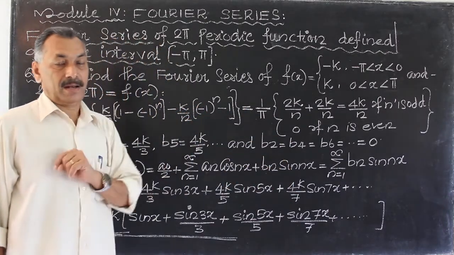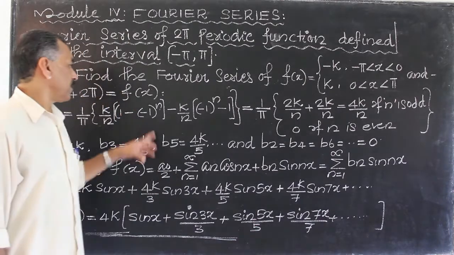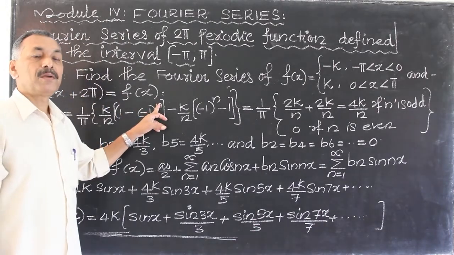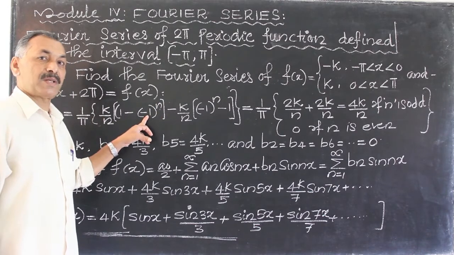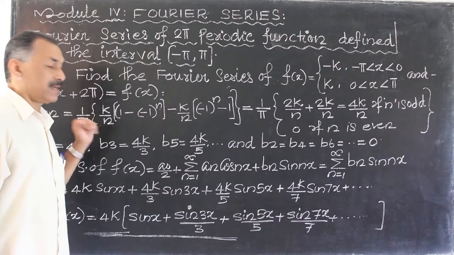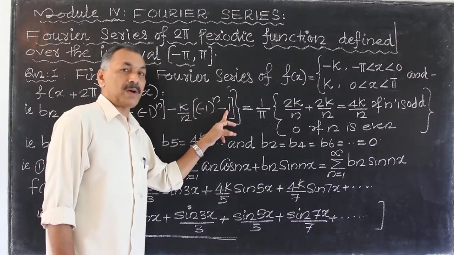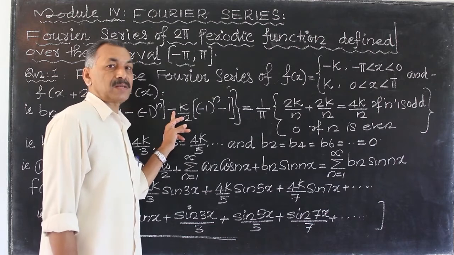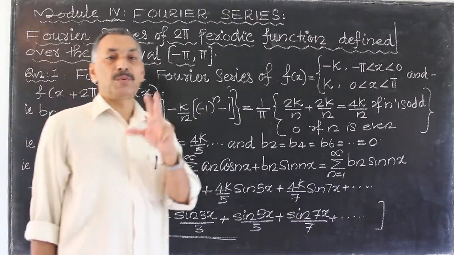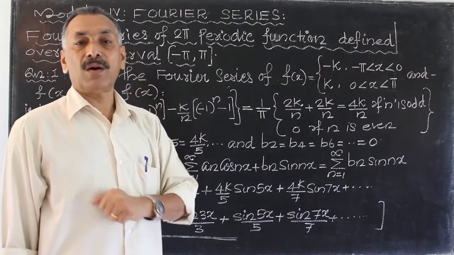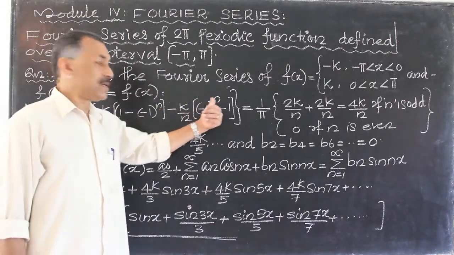How? When n is odd, next n is equal to 3. If n is equal to 3, what is minus 1 cube? Minus 1 cube is equal to minus 1. Minus of minus 1 plus 1, 1 plus 1, 2, so 2k by n. Similarly, minus 1 cube, minus 1, minus 1, minus 2. Minus into this minus gives plus 2k by n. That means if n is equal to 1, 3, 5, etc., or n is odd, this value is equal to 2k by n. This is also equal to 2k by n.